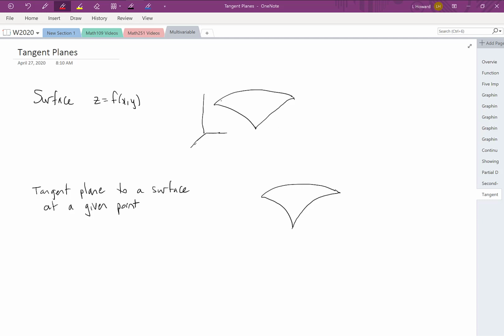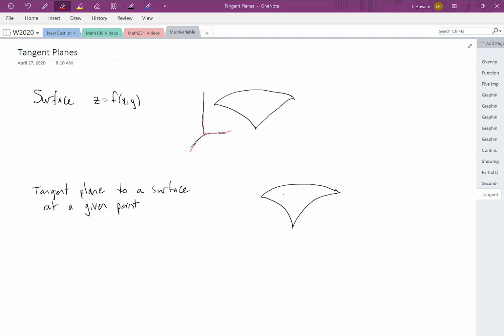In this video, we're going to take a look at tangent planes. So suppose we have a surface in three-dimensional space. Let's say our surface has the usual equation z equals f of x, y. I've drawn the axes on here just really to emphasize that we are in three-dimensional space. And this is just a visual representation of what a surface might look like. What we're interested in talking about is the tangent plane to our surface at a given point.